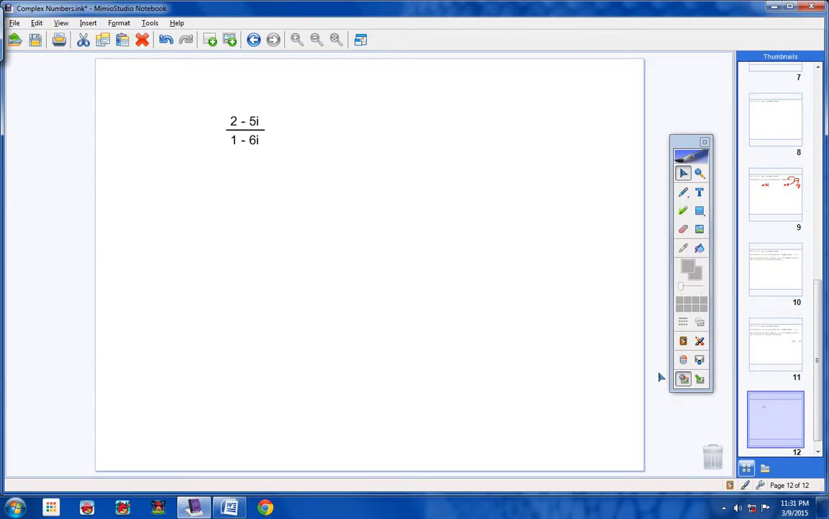Now, first of all, I want to point out to you that we're dividing two imaginary numbers. Now, the way to do this is to use something called the conjugate. Okay, if you want to make note of that. Conjugate. And the conjugate of an imaginary number, like 1 plus 6i, would be 1 minus 6i. Notice I did not change the sign of the first term. I changed the sign of the second term. Okay? So the conjugate of 2 minus 5i would be 2 plus 5i.